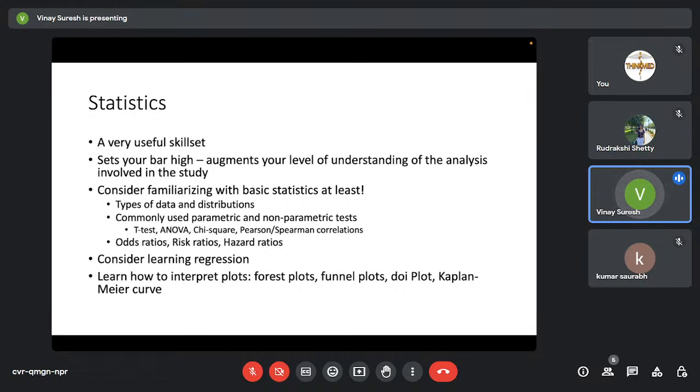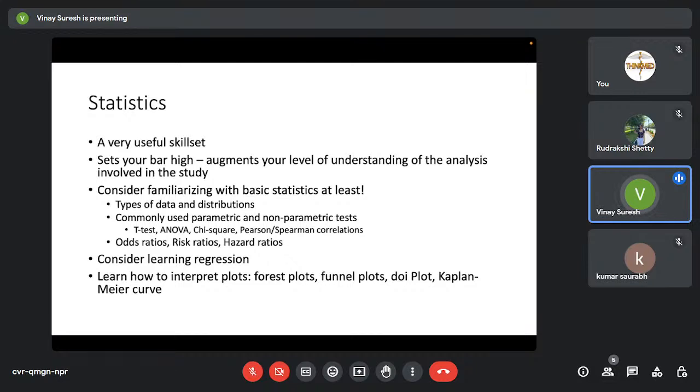Statistics is a very useful skill set. It's not a compulsion to learn statistics, but whenever you are aware of statistics, at least basic statistics, it sets your bar high. It augments your level of understanding of the analysis involved in the study, and you feel that you have a grasp over the paper. You understand papers at a different level, actually. And I would at least recommend you guys to learn basic statistics.